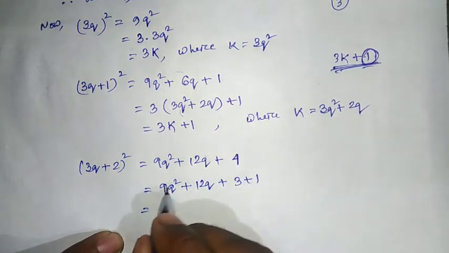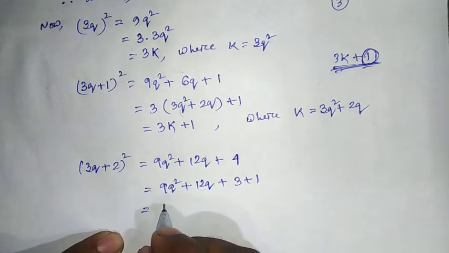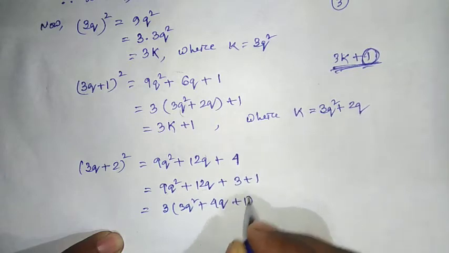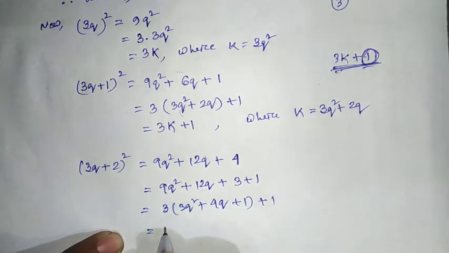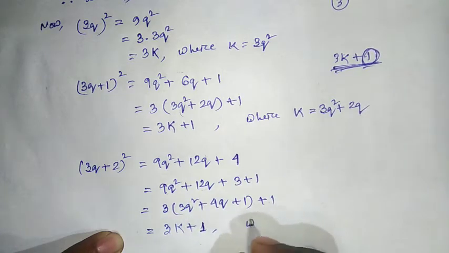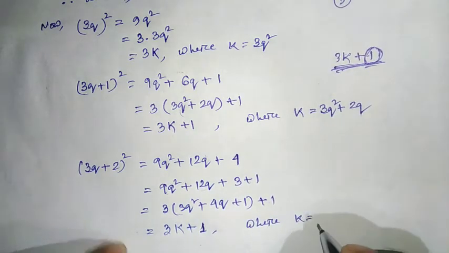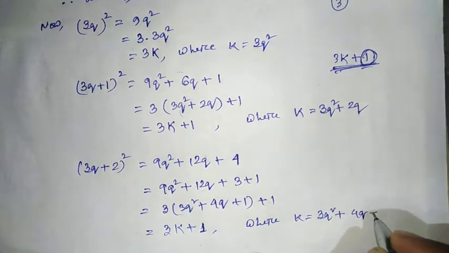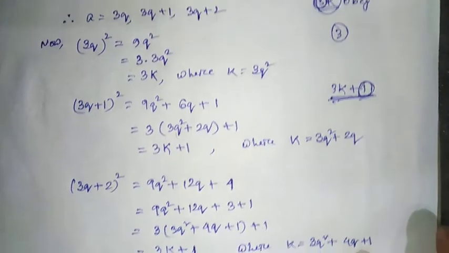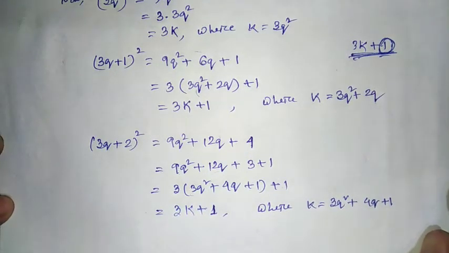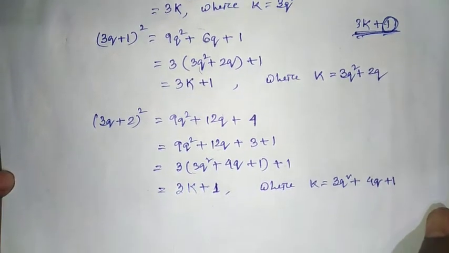So from these 3 terms we can take 3 common. So 3 times (3q square plus 4q plus 1), and this 1 is extra, so 3 remains the same, this term is written as k, and this 1 remains the same, where k is 3q square plus 4q plus 1. That means from this sum we have observed that every integer can be expressed either in the form of 3q or 3q plus 1.